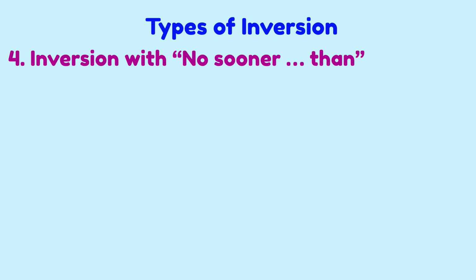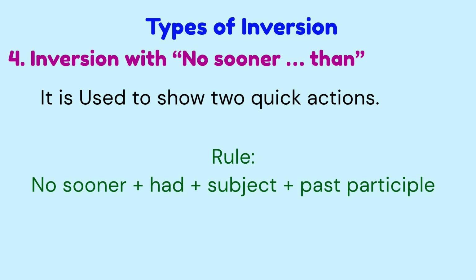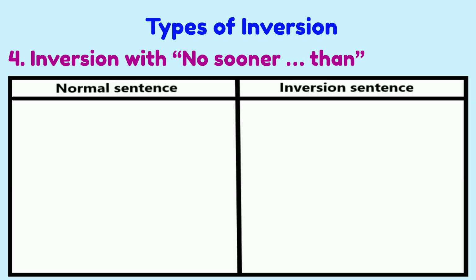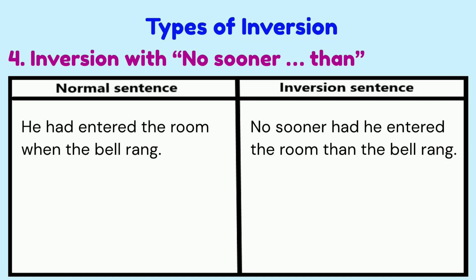Next type is inversion with no sooner than. It is used to show two quick actions. Its rule is no sooner plus had plus subject plus past participle. Let's discuss examples. He had entered the room when the bell rang. No sooner had he entered the room than the bell rang.